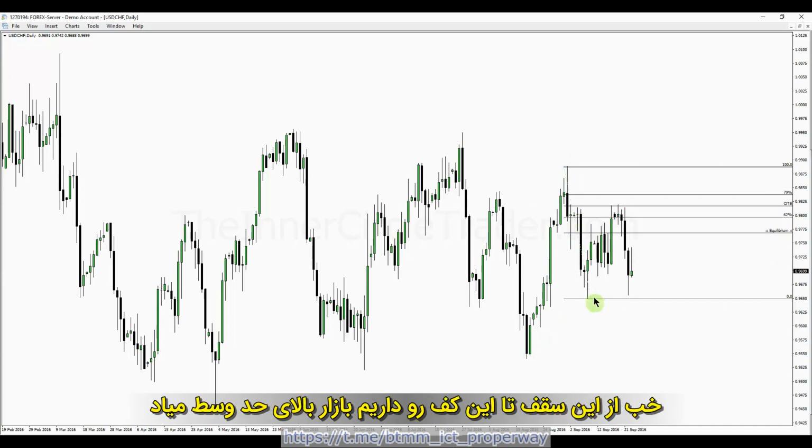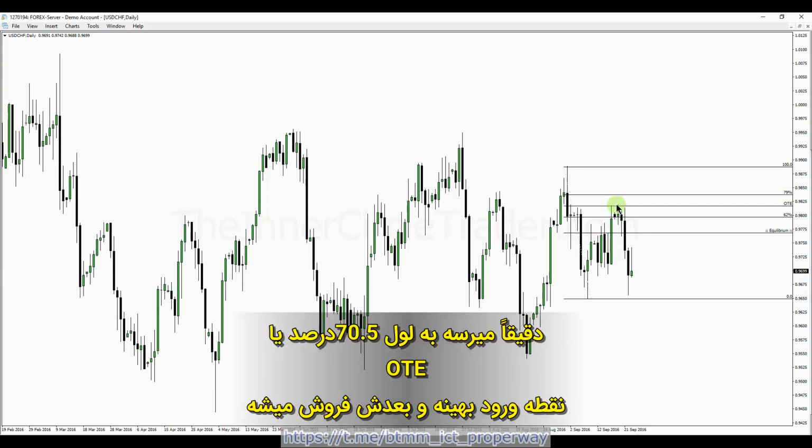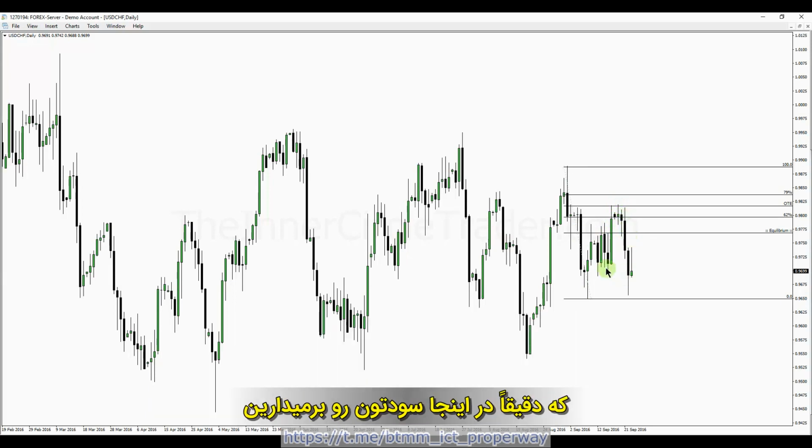So this high down to this low, market goes above equilibrium here. Where's it going to go to? We want to watch it go to at least the 62% retracement level. It does that, goes right up to the 70.5 OTE, optimal trade entry, and then sells off. Where do you take profits at? Below the swing low. Right here's the swing low, take profits right there.